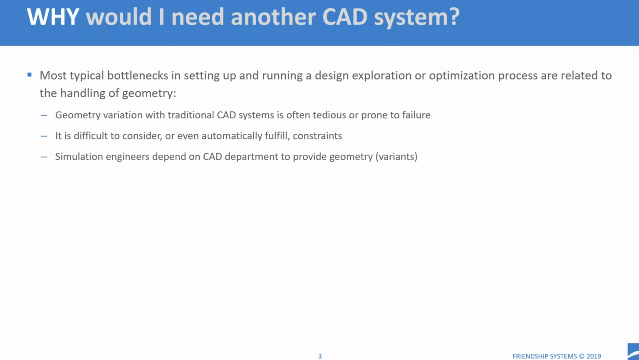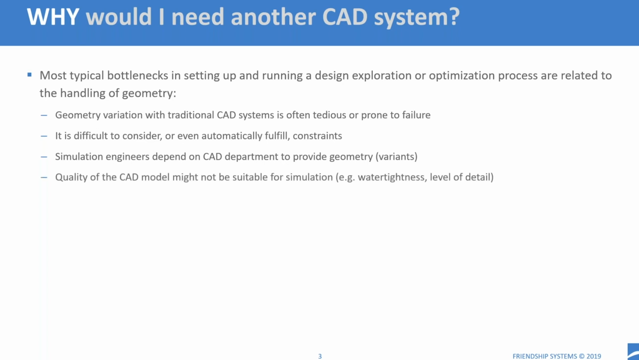Also, a bottleneck that is encountered, depending on the situation in the company, is that there is a division of labor between the simulation engineers and the CAD department. The simulation engineers are typically dependent on the CAD department to provide the geometry models and to create geometry variants due to some change requests. And of course, that's not very suitable for automation.